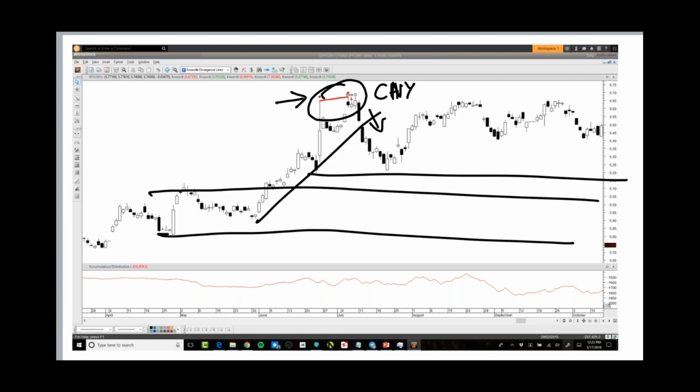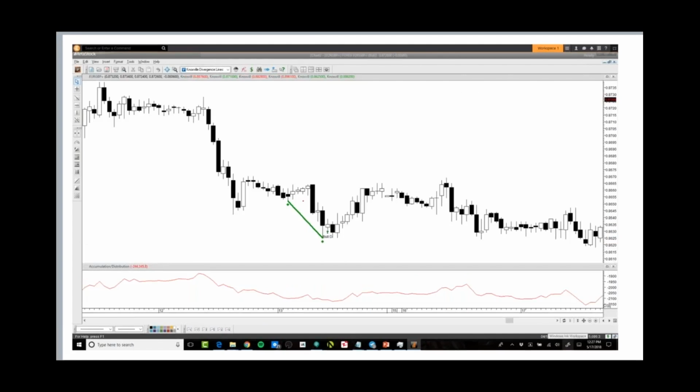Let's look at another one. Let's keep looking at these. We'll just blow through some technical analysis. Let's look at an example of one that doesn't work.